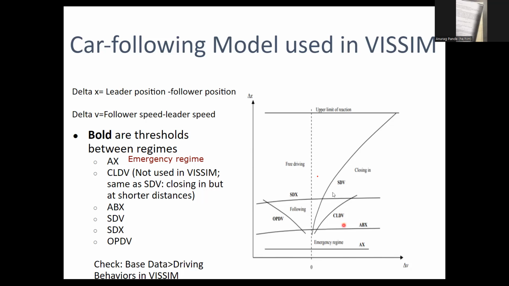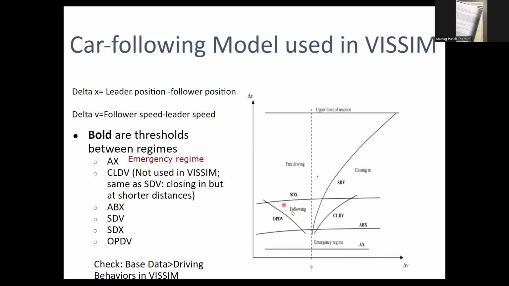So the acceleration behavior in that region is going to be defined with certain parameters of acceleration, very closely dependent on the leader. You can think of this as keeping an eye on the brake light of the leader, as a real driver does. And that's what VSIM is doing too: it makes the follower very, very sensitive at that point. So when you're in this regime between ABX and SDV, you're not exactly doing what the leader is doing, but you become very sensitive. You have to keep an eye out for them.